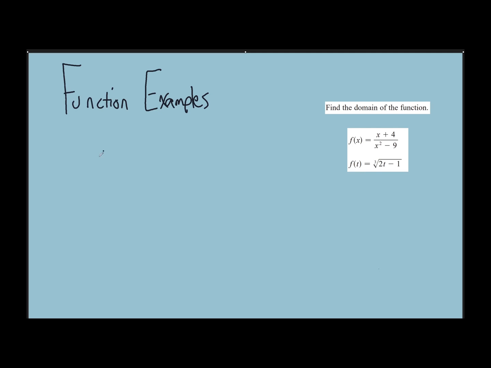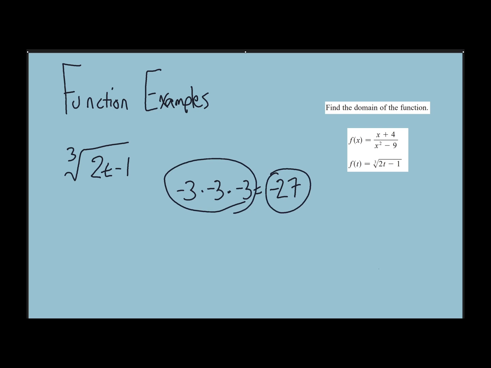Let's look at the next one though. Okay, we have a 2t minus 1 under a cubed root. What's a cubed root mean? Well, let's think of the opposite. Like let's take negative 3 times negative 3 times negative 3. You would get negative 27. I hope you know that if you're walking into calculus. So that means the cubed root of negative 27 is negative 3. And what that also means is that negative numbers are allowed.